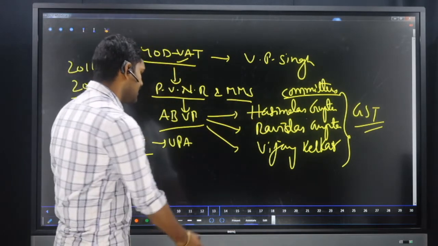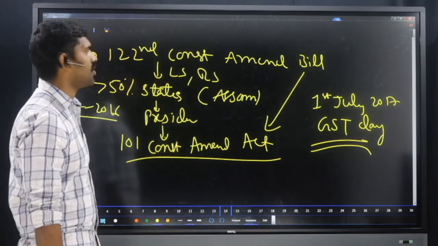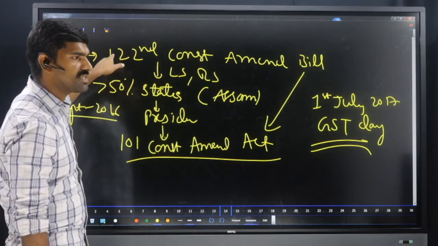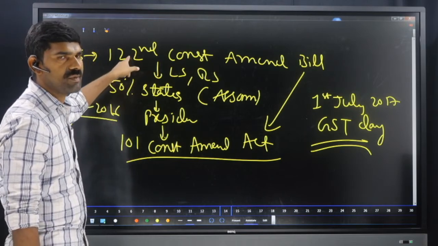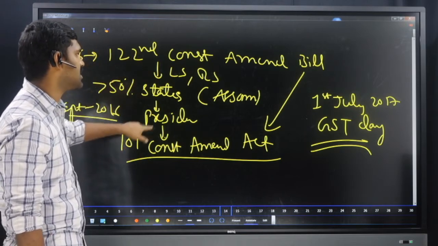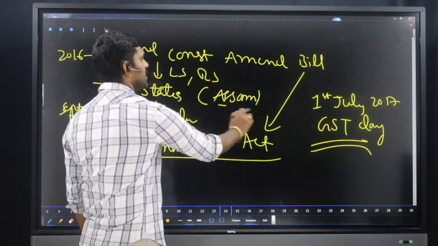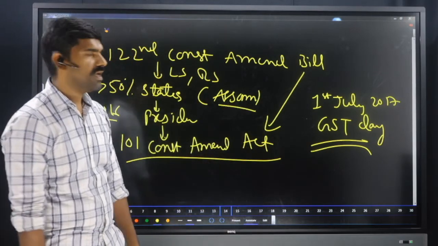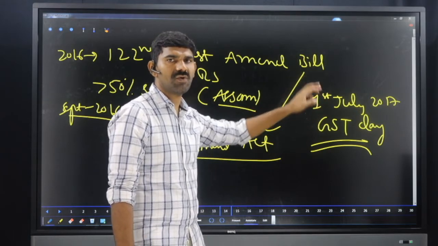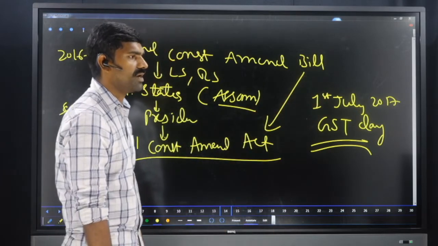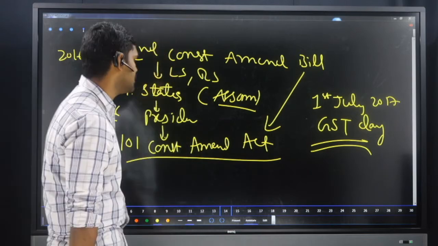Then we went on to discuss the act. GST came through the 122nd Constitution Amendment Bill and the 101st Constitution Amendment Act, and Assam is the first state to ratify the GST bill. Remember that GST came into implementation from 1st July, which is celebrated as GST Day, along with many other important days like SBI Foundation Day. Everything is on the same date.